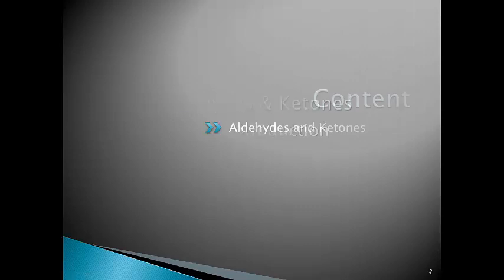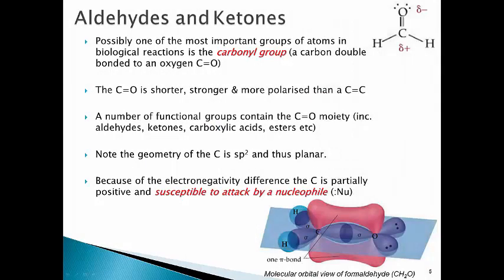So aldehydes and ketones. Firstly, let's have a look at the structure of aldehydes and ketones. Aldehydes and ketones have the carbonyl group. The carbonyl group is a positive carbon that's double bonded to an oxygen, which is a delta negative. So we've got a delta positive on the carbon and a delta negative on the oxygen. And this is a very reactive part of a molecule. This carbonyl is quite susceptible to nucleophilic attack because it's a delta positive and the nucleophiles will seek a positive charge.